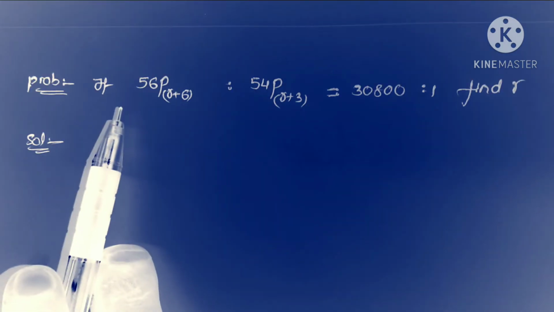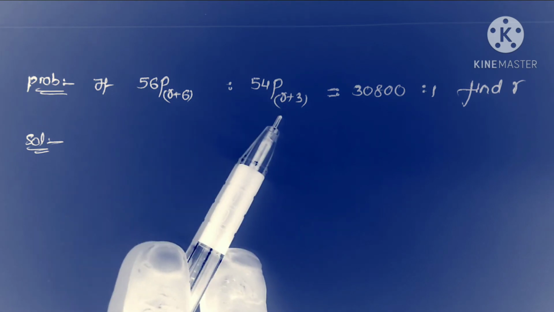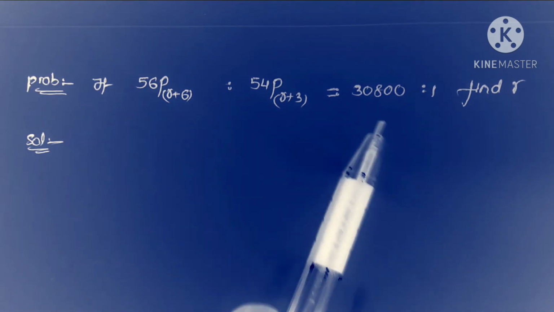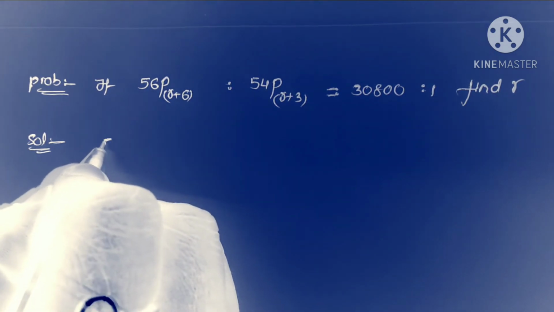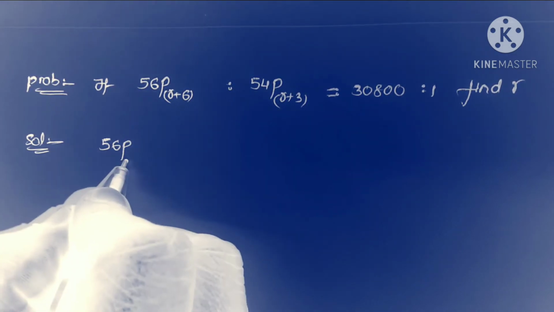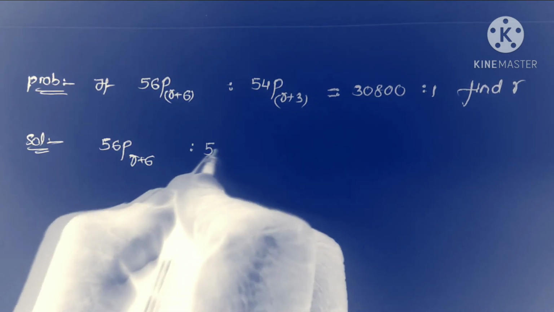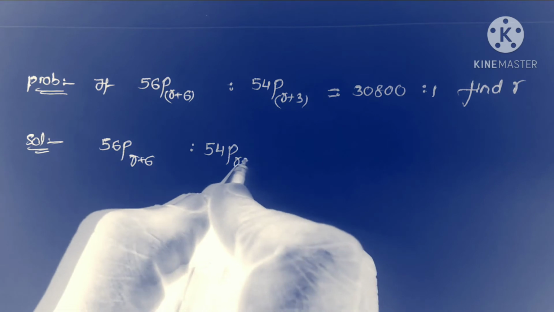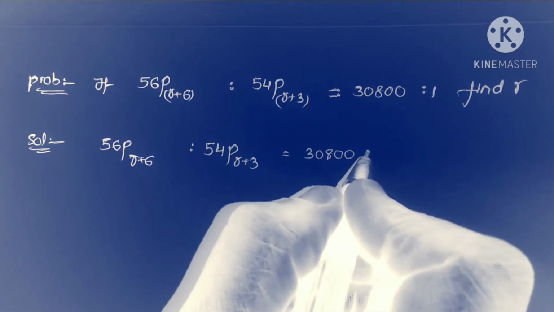That's all. Next problem: if (56)P(r plus 6) is to (54)P(r plus 3) is equal to 30,800 is to 1, then find the value of r. So first we write the given data here: given that 56P(r plus 6) is to 54P(r plus 3) is equal to 30,800 is to 1.